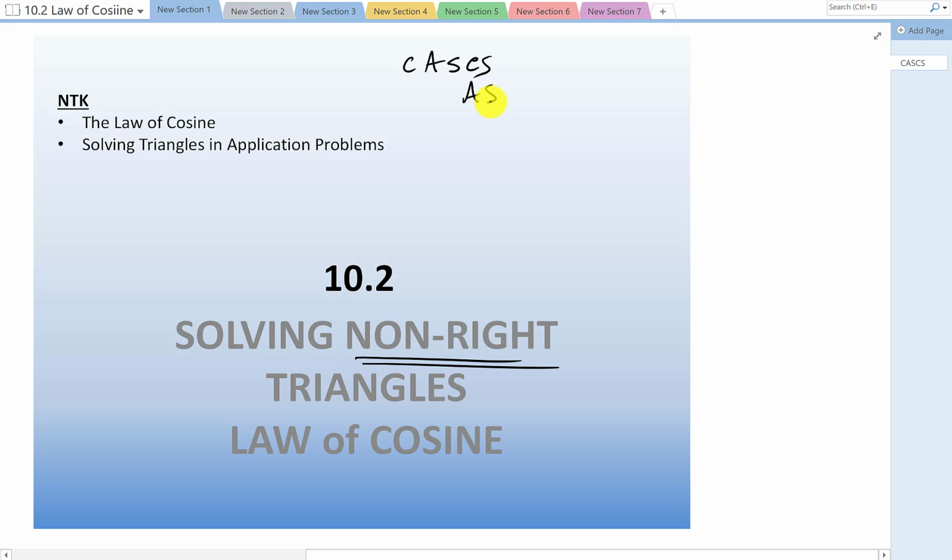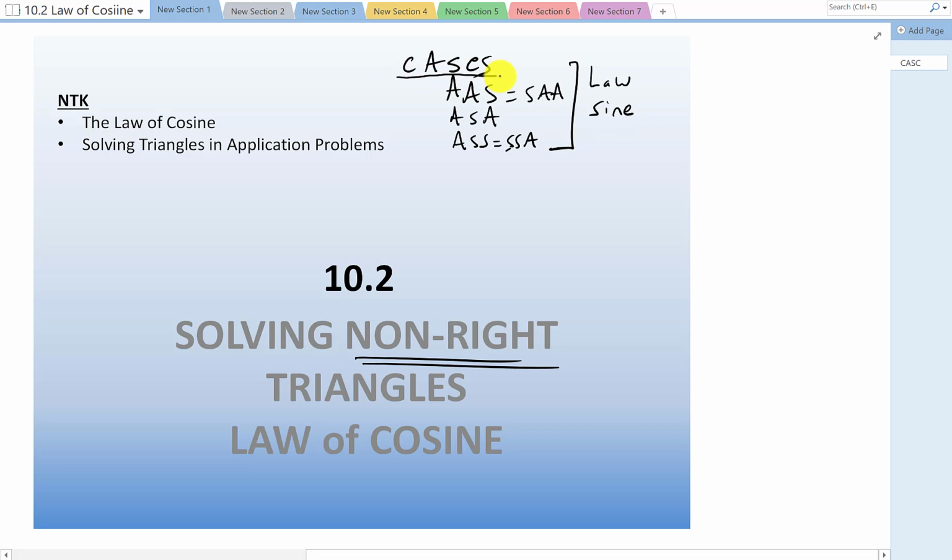Angle side, which is the same as side angle, and then there was angle side angle. These were solvable by the law of sines. Now actually there's another case too, the angle side, which is the same as side angle. All of these are solvable by the law of sines.